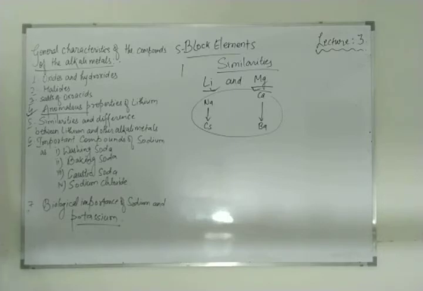Second thing, we have discussed the ionic size and atomic size. These both are slightly similar. Lithium has 152 picometer, magnesium has 160 picometer atomic size. And ionic sizes, lithium plus 76 picometer and magnesium 2 plus 72 picometer. Now the second similarity property: lithium and magnesium react slowly with water. Their oxides and hydroxides are much less soluble. Hydroxide decomposes on heating, and both form nitride by direct combination with nitrogen.